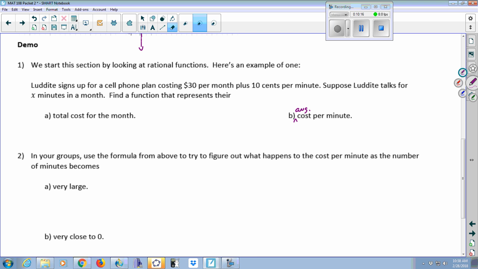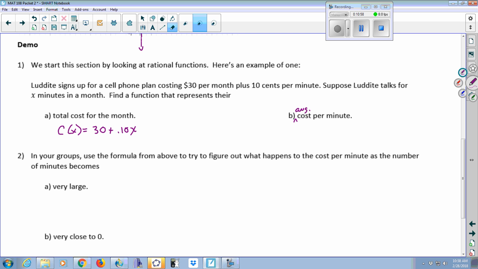All right, so total cost for the month. Let's assign a function, C of X, and what would that total cost per month look like? Anybody, if X is the number of minutes? 30 plus 10X. 0.10X or 0.1X, and the 10 would be if we were getting our bill in terms of cents, right? Pennies, but we usually get them in terms of dollars, so 10 cents is a tenth of a dollar. Okay. Now the average cost per minute, how would we figure that out? So this is our total cost. How would we figure out the average?